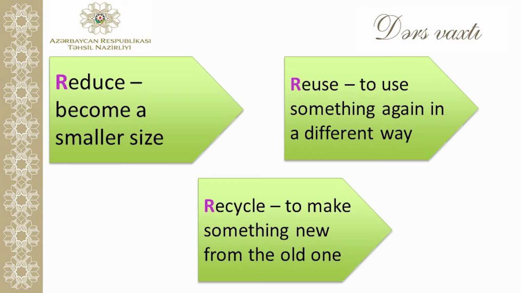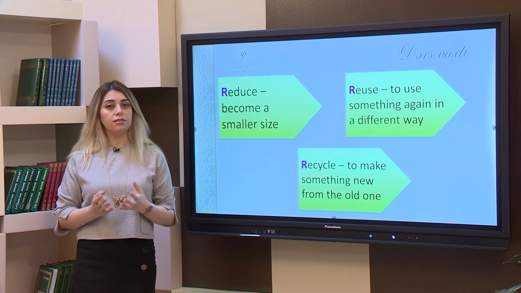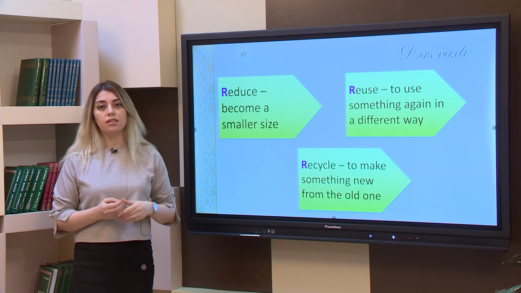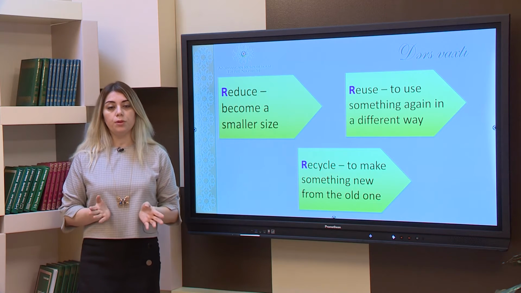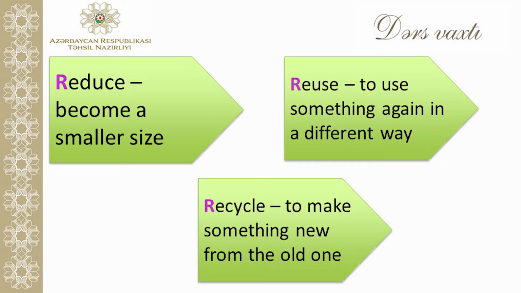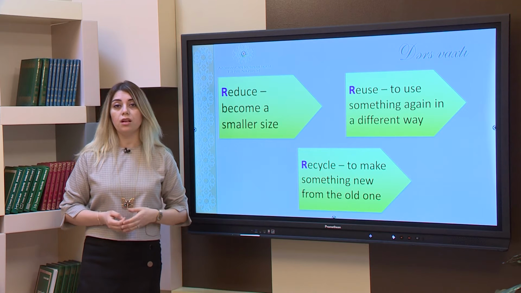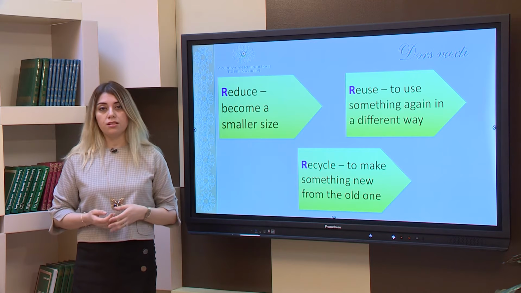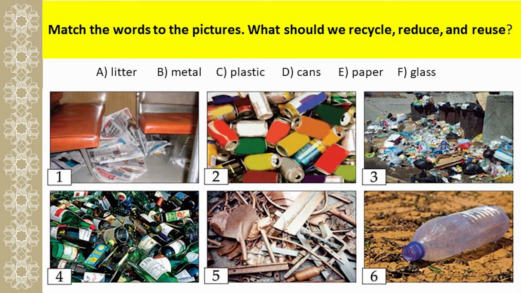And the third one in the R is recycle. To make something new from the old one. There are some materials that can be melted and new items can be made from them. So recycling is this one. For example, people throw the paper to the trash bin, and then some organizations take those paper and recycle them and make new books, new newspaper, etc. This is called recycling.